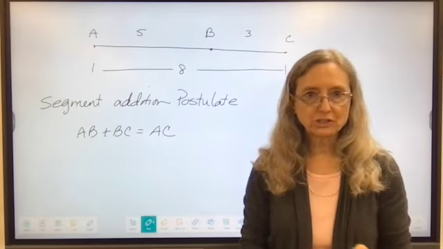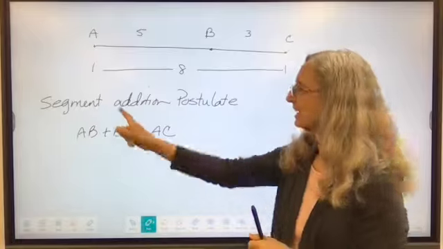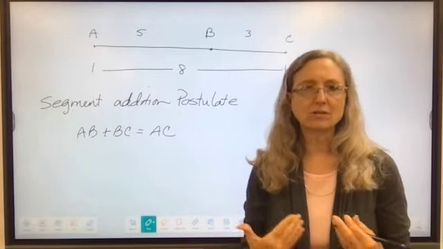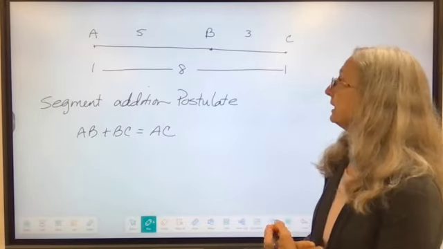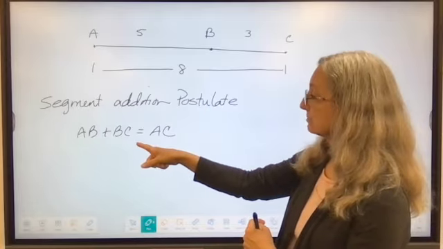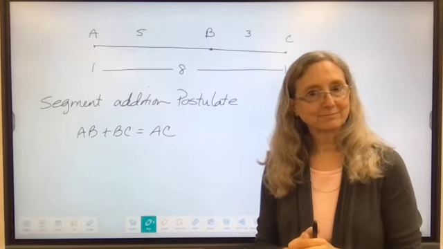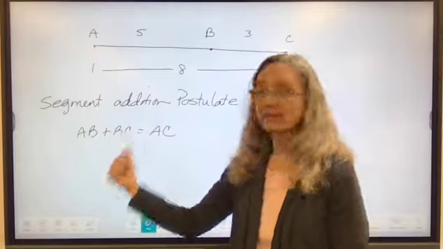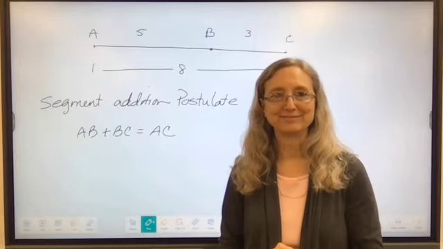The segment addition postulate says this: if B is between A and C, then AB plus BC equals AC. It's just common sense. You don't have to prove it. By the way, the converse is also true. If AB plus BC equals AC, then B is between A and C. So you know that if that's true, then B has to be between A and C. So that's the betweenness thing we talked about in the last section.